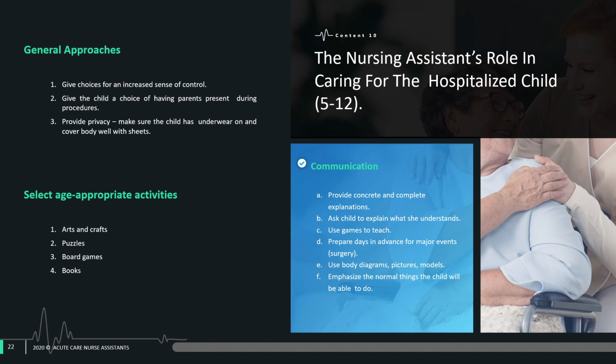Communication. Provide concrete and complete explanations. Ask the child to explain what they understand. Use games to teach. Prepare days in advance for major events such as surgery. Use body diagrams, pictures, and models. Emphasize the normal things that the child will be able to do.